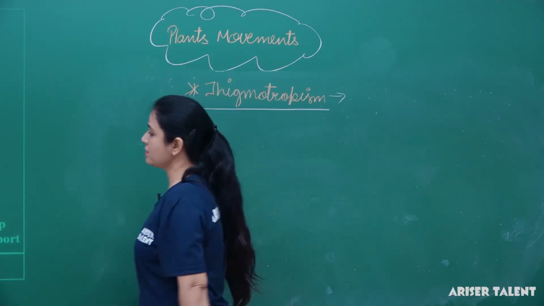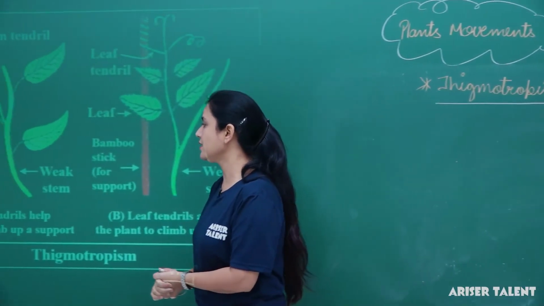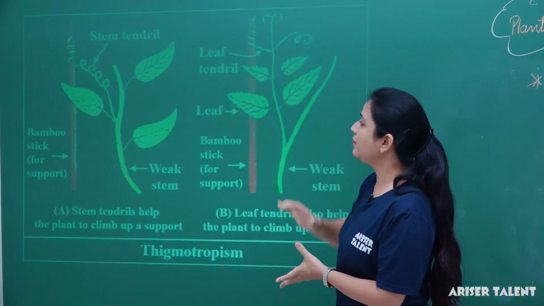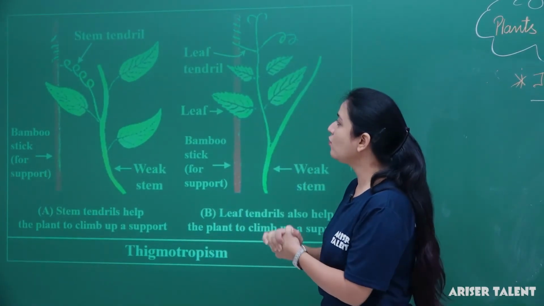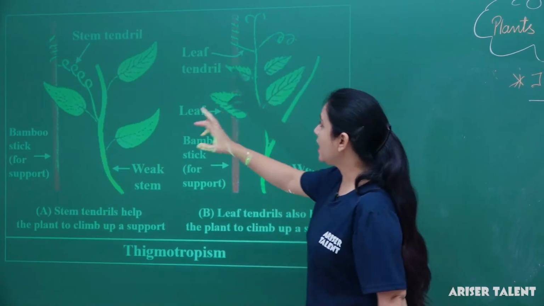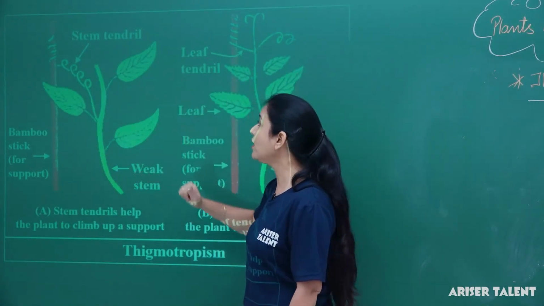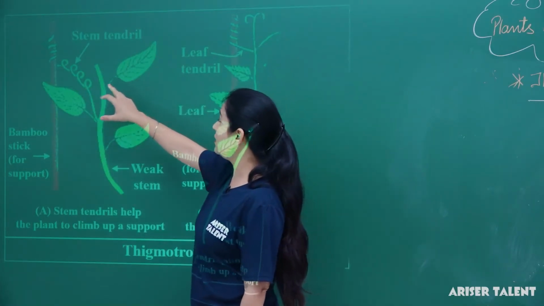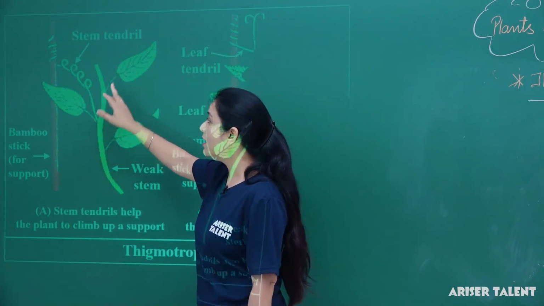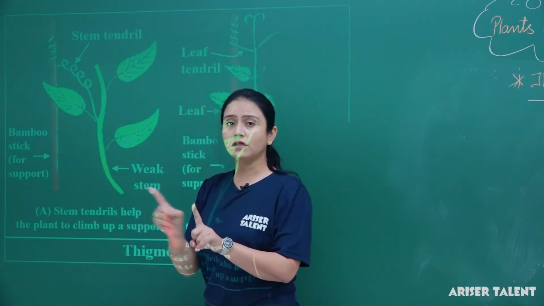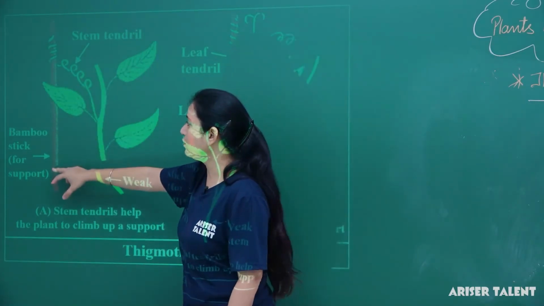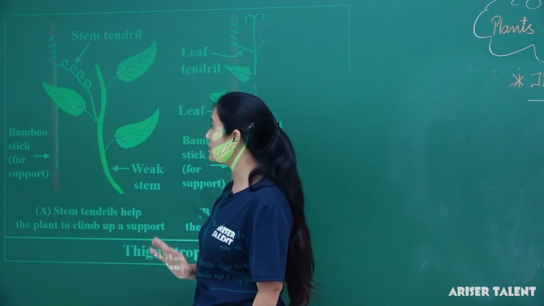Okay, so let's discuss here in the diagram. Here we can see that the pea plant is there. Okay, now what happens here? We can see that this pea plant needs support to grow. The tendrils will grow in the stem and then they will curl around a support. This is the bamboo stick for the support here.